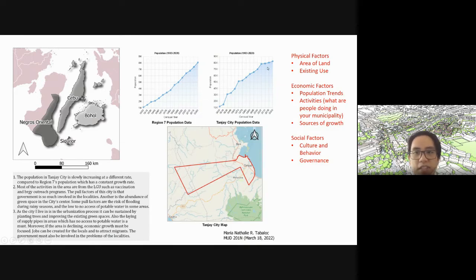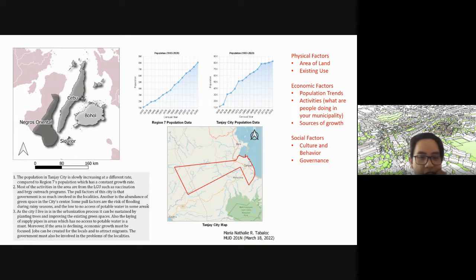Okay, so we have our first example. Now, the municipality has a different population trend with the province. So over here, Region 7 is increasing steadily, while Tanhai City is nearing a plateau or flatlining a bit, which is not necessarily a bad thing. Let's see. Most of the activities in the area are from the LGU, such as vaccination and barangay outreach programs. The pull factors of the city is that government is so much involved in the localities. Another is the abundance of green space in the city center.